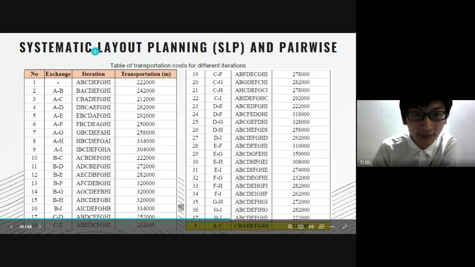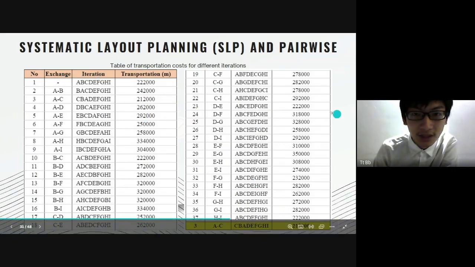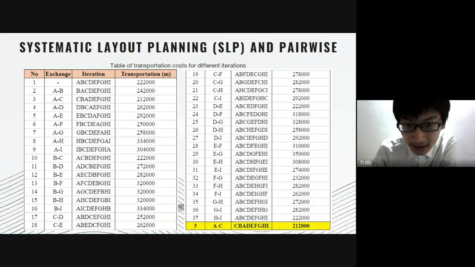This is the result for the systematic layout planning and pairwise exchange. Based on the pairwise exchange method, the lowest cost is for the exchange of departments between department A and C, where the arrangement of departments is C, B, A, D, E, F, G, H, I, with a lowest transportation of 205,000 meters.